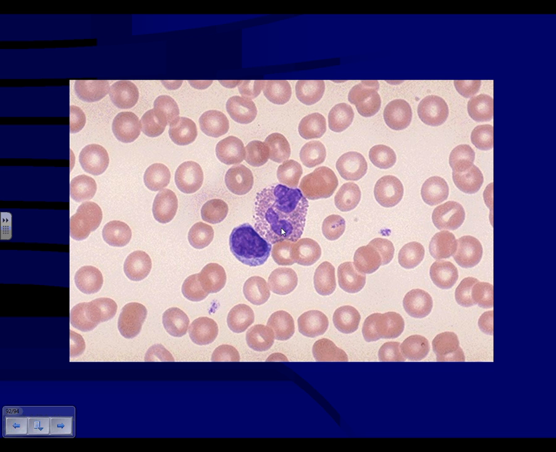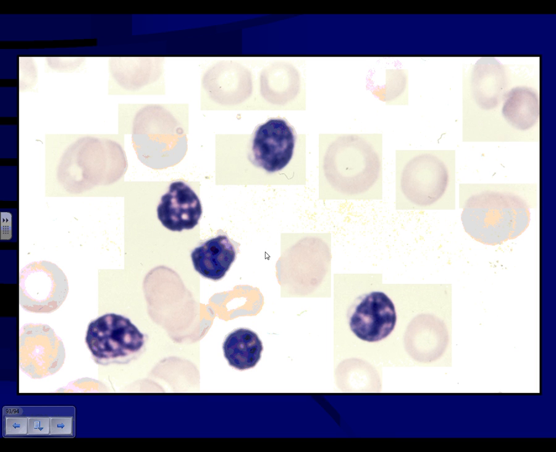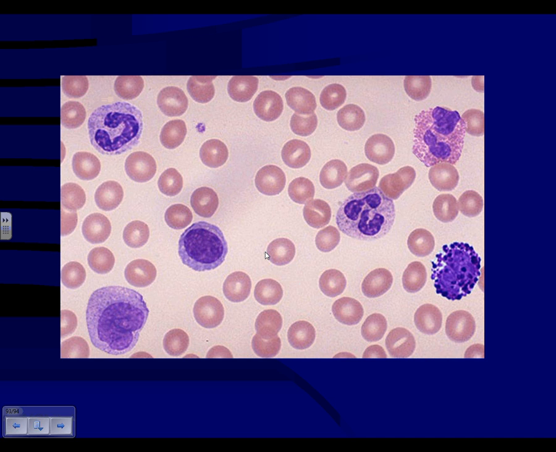And its neighbor is, what is the cell? A lymphocyte, exactly. These are all lymphocytes, probably. This is not a great picture. Yeah, this actually probably is a chronic leukemia, but who knows?